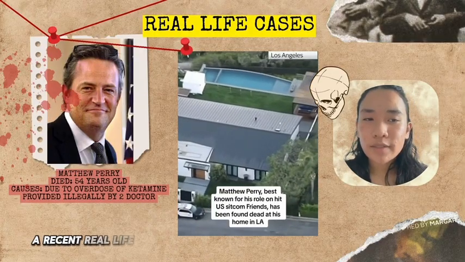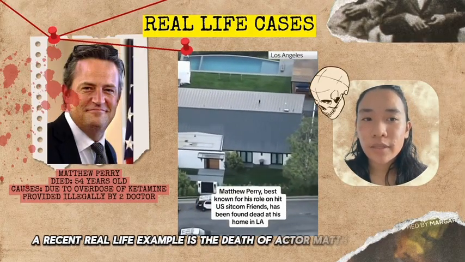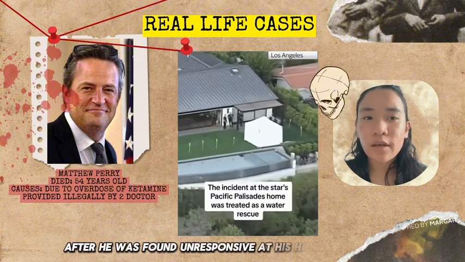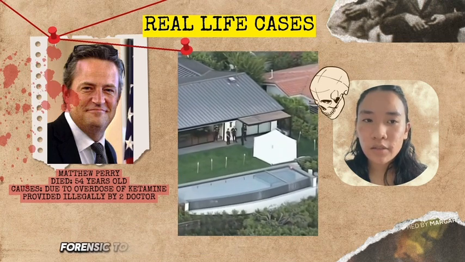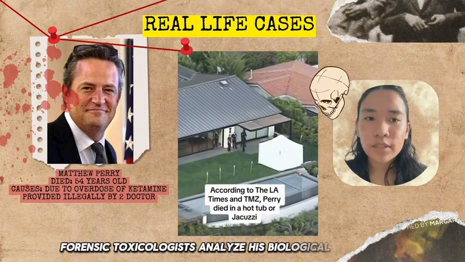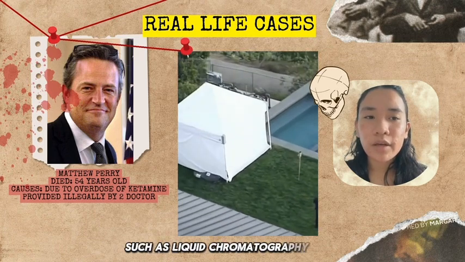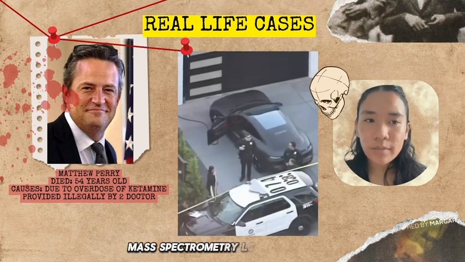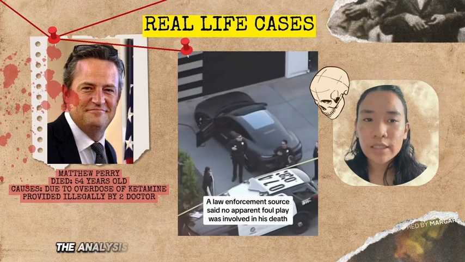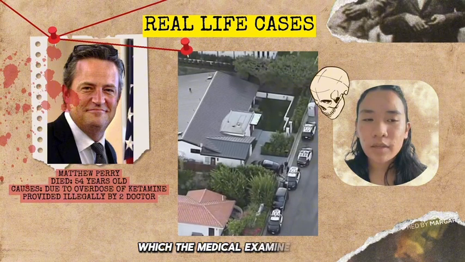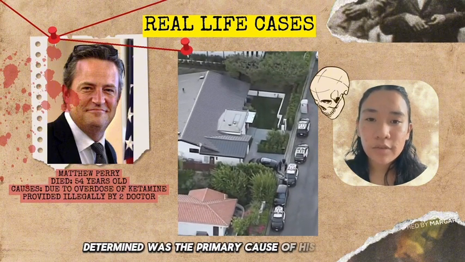A recent real-life example is the death of actor Matthew Perry in 2023. After he was found unresponsive in his home jacuzzi, forensic toxicologists analyzed his biological samples using advanced techniques such as liquid chromatography mass spectrometry (LCMS). The analysis detected a high concentration of ketamine, which the medical examiner determined was the primary cause of his death.